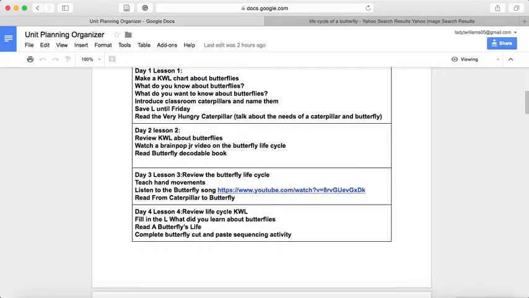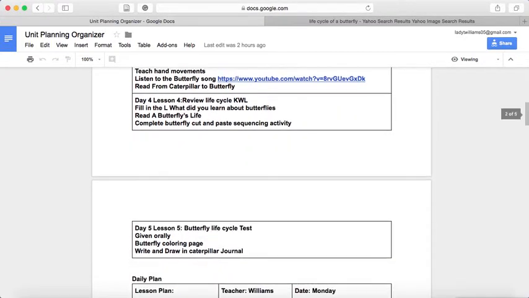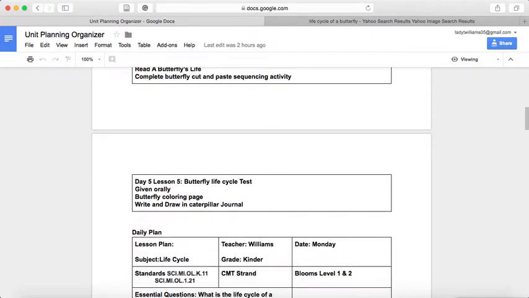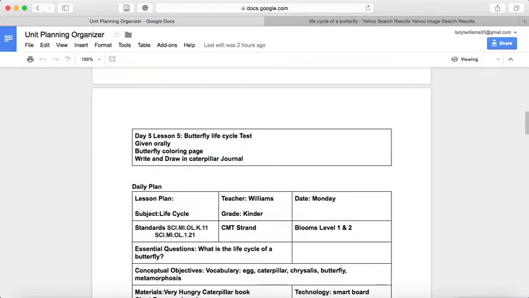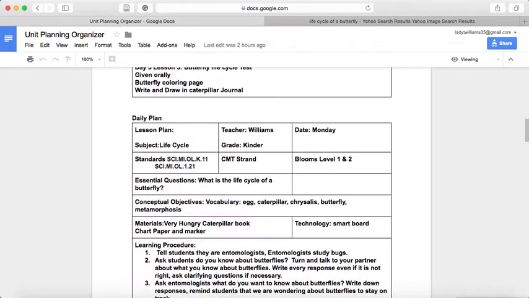After the weekly overview, there is the daily unit plan or the daily lesson plans. In this, it gives you the day, the standards again. It gives you the Bloom's levels here. For Monday, we're in levels 1 and 2. By Thursday, we're in level 4.